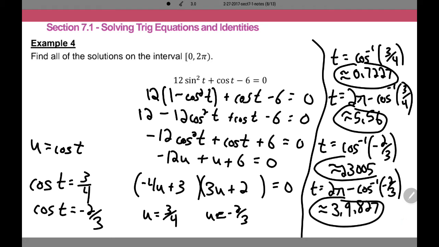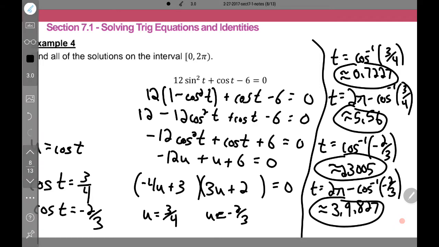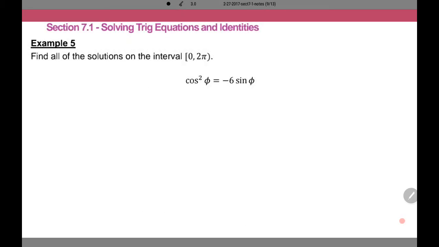So here I've got 4 answers. It's a little bit more work because we don't have those values on our unit circle. Alright.